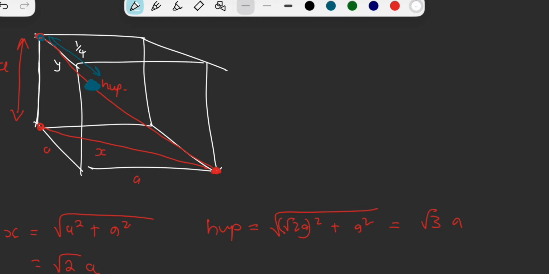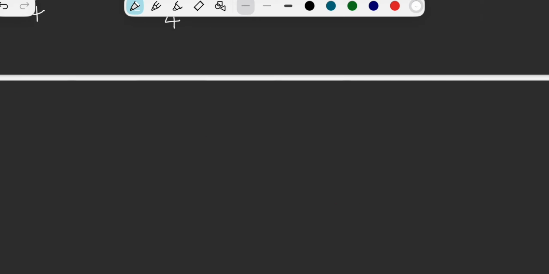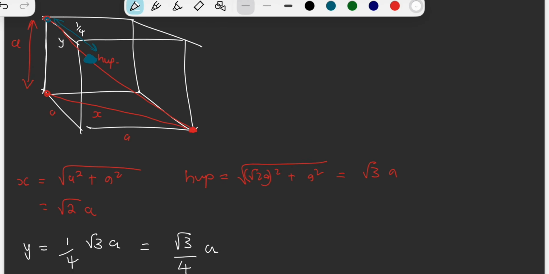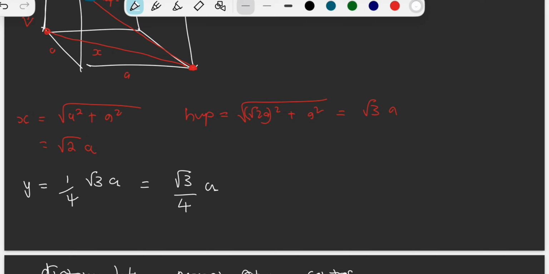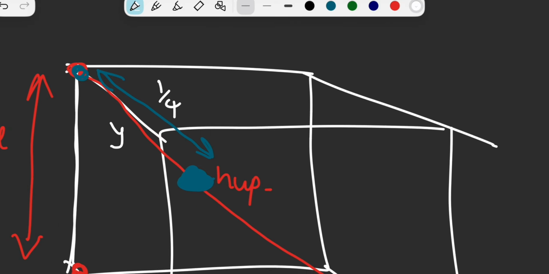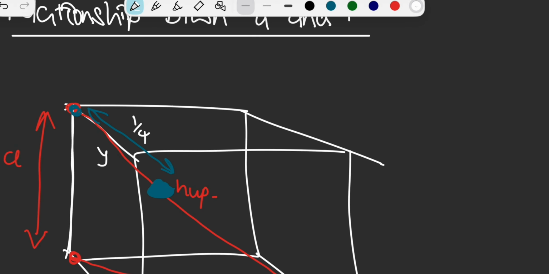Now, you could ask me, what is the distance between adjacent atom centers, which is something important that we need to talk about. By adjacent, I just mean the nearest atom centers. So you could ask me, what is the distance between the nearest atom centers? If you look at it from this specific perspective, they're going to touch through these atoms in the cross diagonal. So this atom and this atom are going to be touching, right?